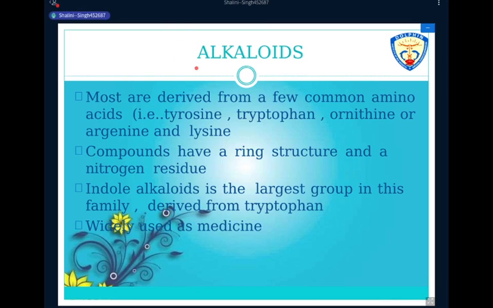So the first category we are going to talk about is the alkaloids. You must have heard this term. Most are derived from a few common amino acids like tyrosine, tryptophan, ornithine, arginine and lysine. These compounds have a ring structure and a nitrogen residue. Indole alkaloids are the largest group in this family, derived from tryptophan, and these alkaloids are widely used as medicine.